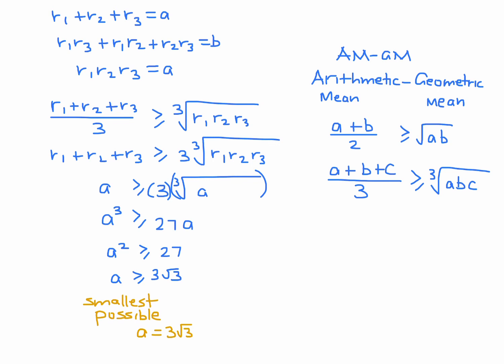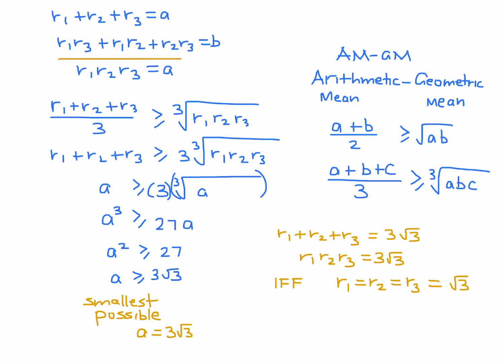And therefore, when we look at these two equations, you will hopefully come to the conclusion that the only way that R1 plus R2 plus R3 is equal to A, which is 3 root 3, and R1 times R2 times R3 is equal to A, which is 3 root 3, is if and only if R1 is equal to R2 is equal to R3 is equal to root 3. It's the only way that's going to work.